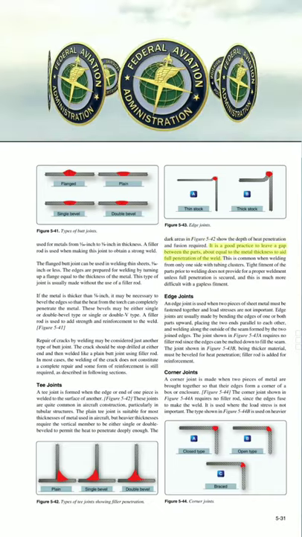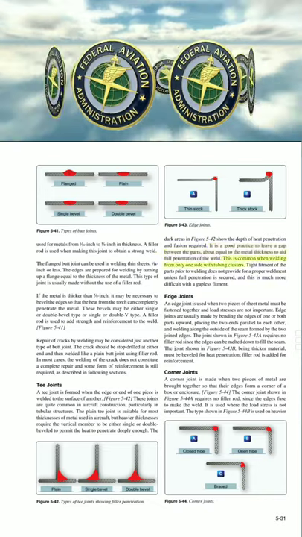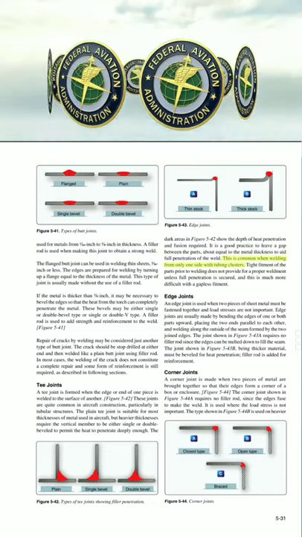It is a good practice to leave a gap between the parts, about equal to the metal thickness, to aid full penetration of the weld. This is common when welding from only one side with tubing clusters.